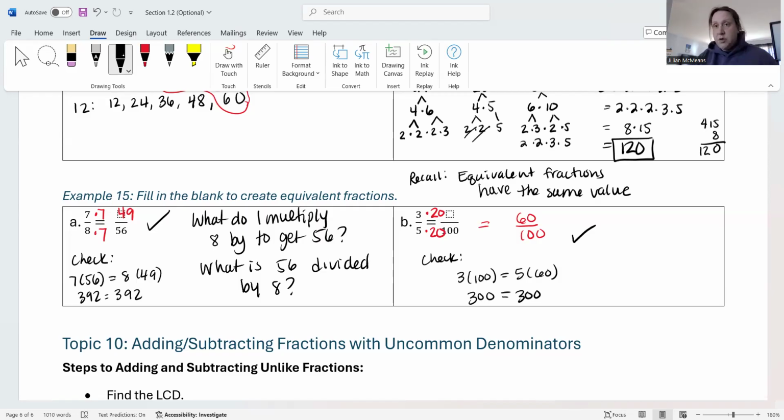All right? So make sure you know how to find an LCD. Either method is fine. And then just don't forget this whole idea of equivalent fractions, because that's going to be a big part of the last topic.